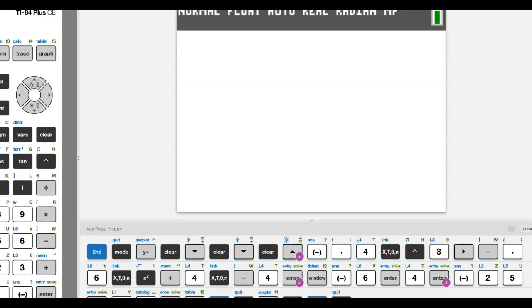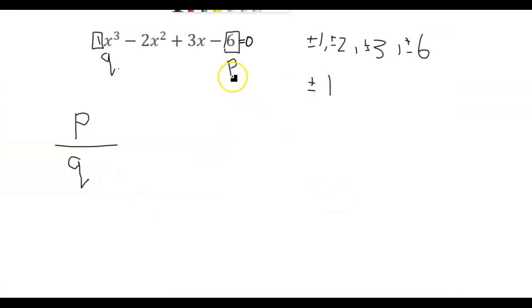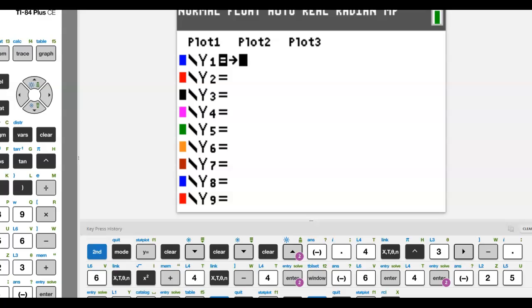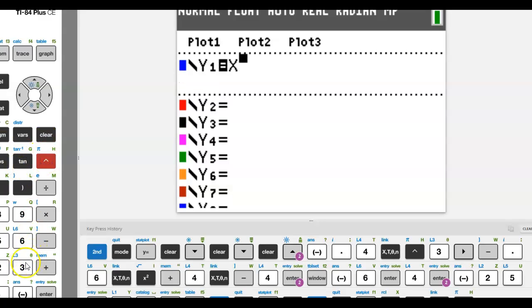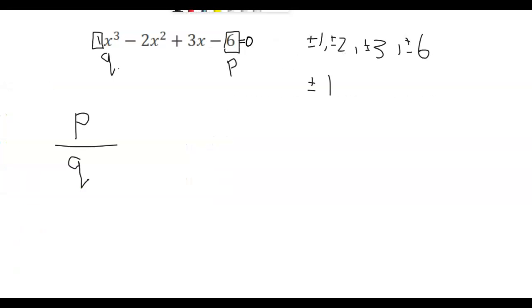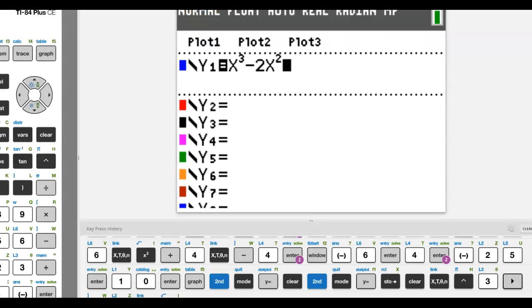Let me see what that was. That's x cubed minus 2x squared, plus 3x minus 6.